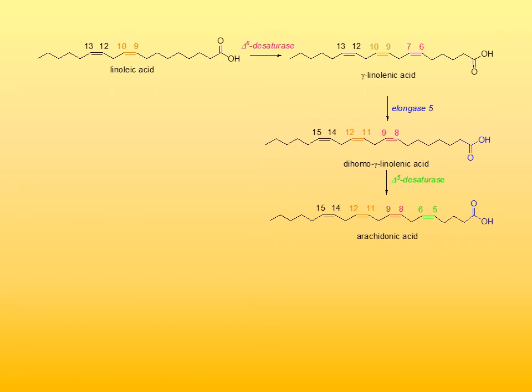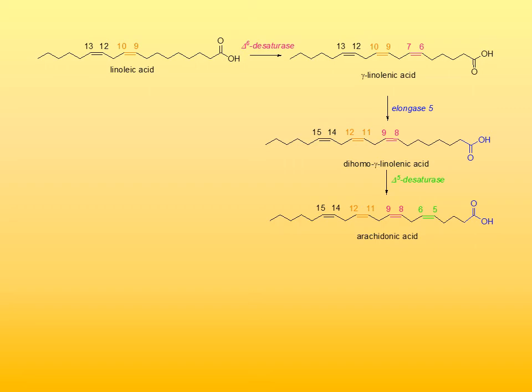Gamma linolenic acid undergoes chain elongation catalyzed by the elongase 5 enzyme to give dihomo-gamma-linolenic acid, DGLA. And so, as a result of elongation, a C18 carboxylic acid is converted into a C20 carboxylic acid. And so note now how double bonds have shifted, because the two carbon atoms that have been added are carbon atoms 1 and 2. And so the original double bonds have shifted.